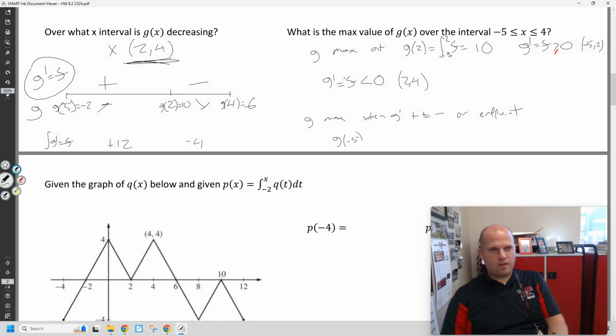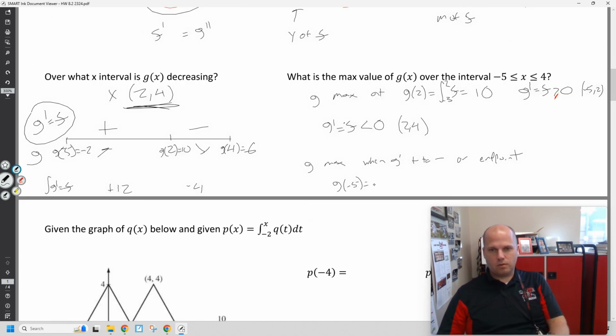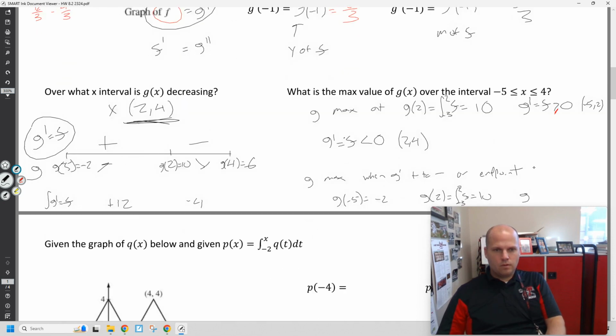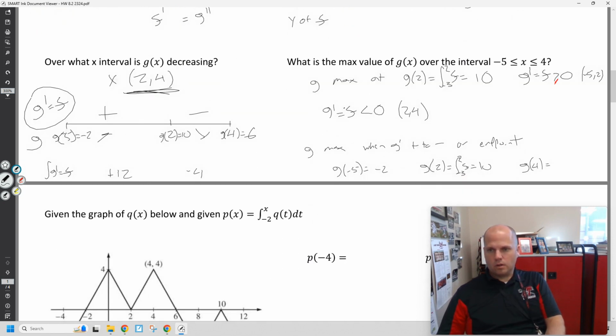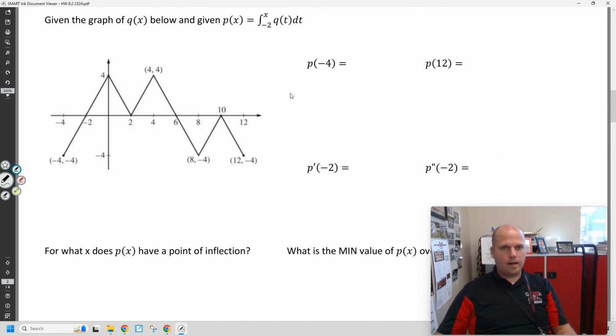G of negative 5, you had to show your work. Somewhere I showed my work as negative 2. G of 2, show your work, 10. G of 4, show your work. I showed my work earlier, 6. Okay, negative 2 plus 12, 10, minus 4, 6. Your numbers should work out.